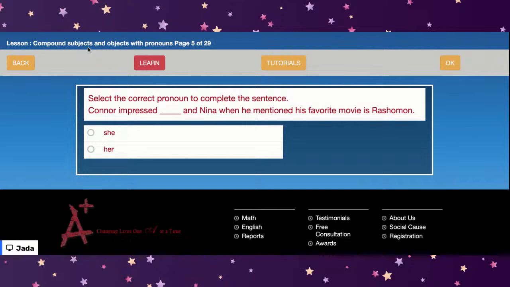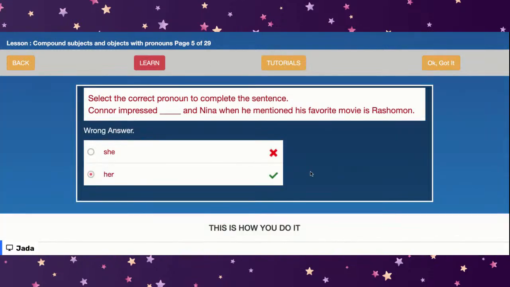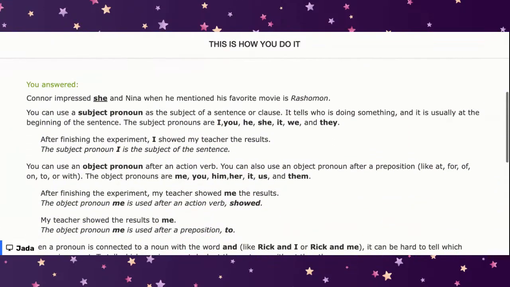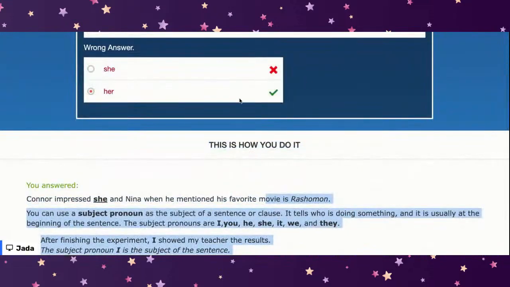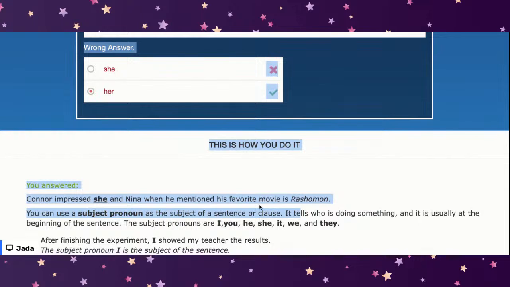Conan impressed Dash and Nina when he mentioned his favorite movie is Rashomon. So impressed she and Nina, or her? If you click on your answer and then you notice that it's wrong, just scroll down and see why your answer is wrong. Don't start from the beginning again. Just click on it, okay? Just for example.